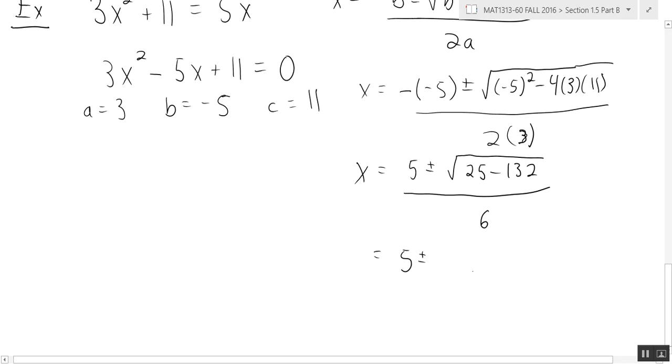We have 5 plus or minus the square root, 25 minus 132. So if you say 25 minus 132, you get a negative, what? 107. If you don't believe me, punch it in your calculator. 25 minus 132, you should get a negative 107. It's okay to get a negative under the radical because we know how to rewrite that, right? We've learned how to deal with those negatives under radicals.